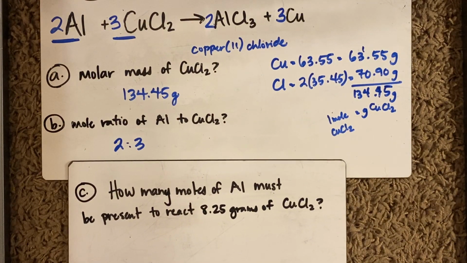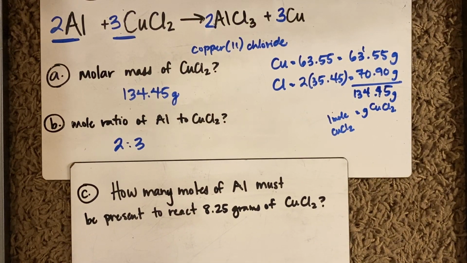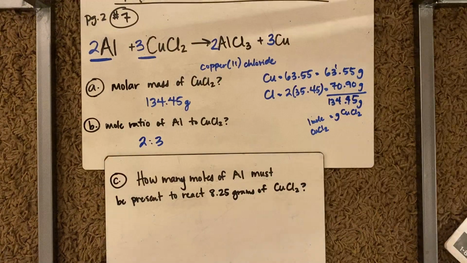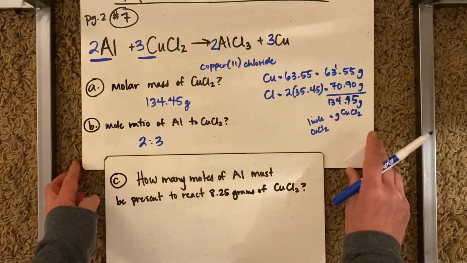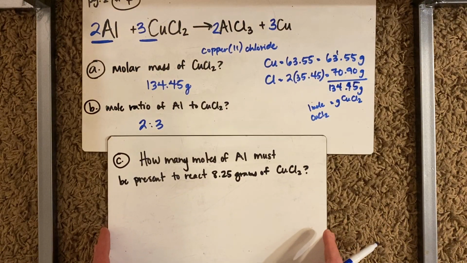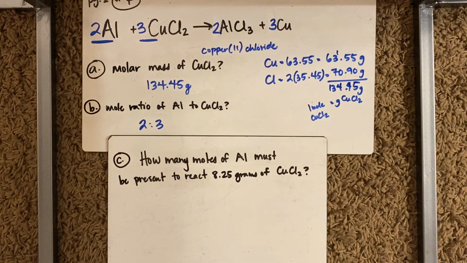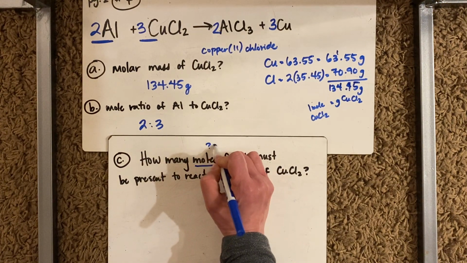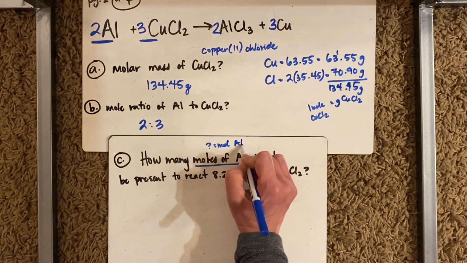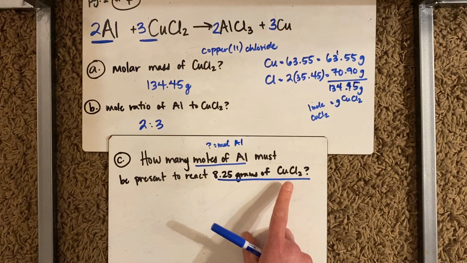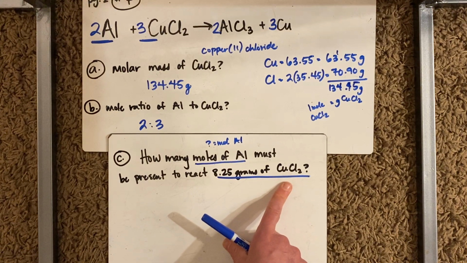Okay, last part of the question is C. So how many moles of aluminum must be present to react with this 8.25 grams of copper 2 chloride? So when we do this problem, we need to break apart the question. So first thing, it's asking us to find moles of aluminum. And then it gives us what we're starting with, which is this 8.25 grams of copper 2 chloride. So let's write an outline.